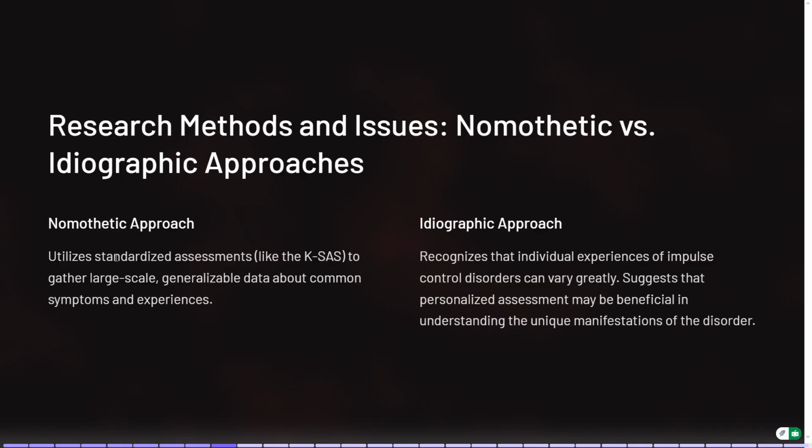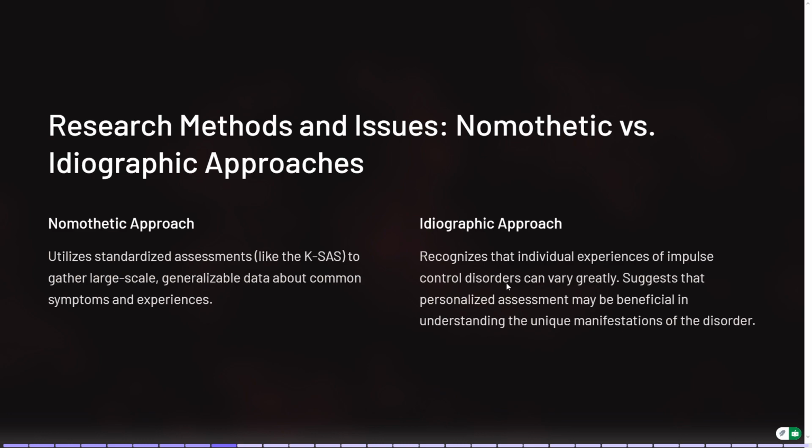So the fact that they used standardized assessments like the KSAS to gather large-scale data increases generalizability. They use the KSAS, which is quantitative data, to gather a large scale of results, so they can gather a lot of information about the common symptoms and experiences that can happen around kleptomania. On the other hand, idiographic is more like qualitative data, like a case study.